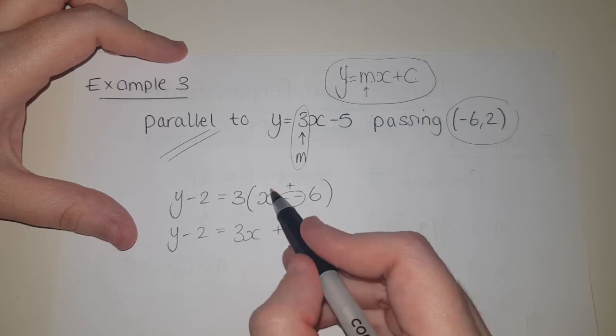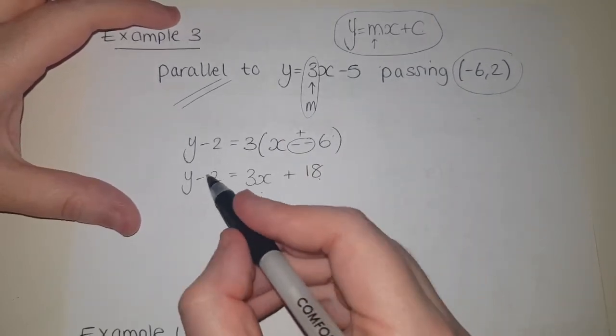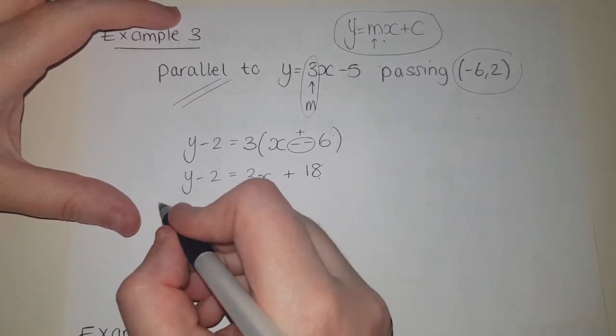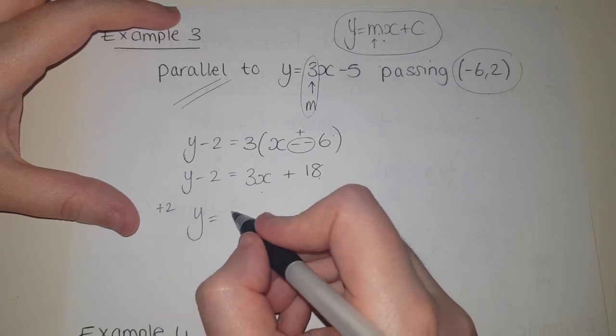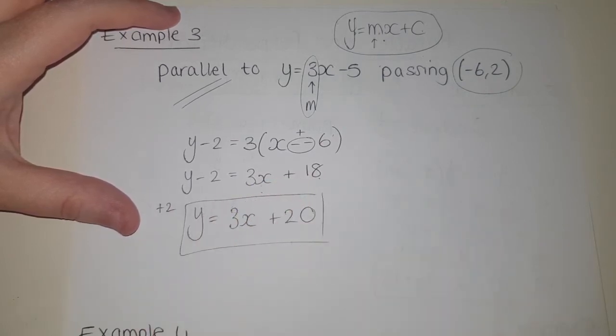Okay, 3 times x is 3x, 3 times 6 is 18. From there, this one's a nice easy one to leave in the form y equals mx plus c, by just adding 2 to both sides. I'd get y equals 3x plus 20, and that's it. Nice and simple. That's my answer.